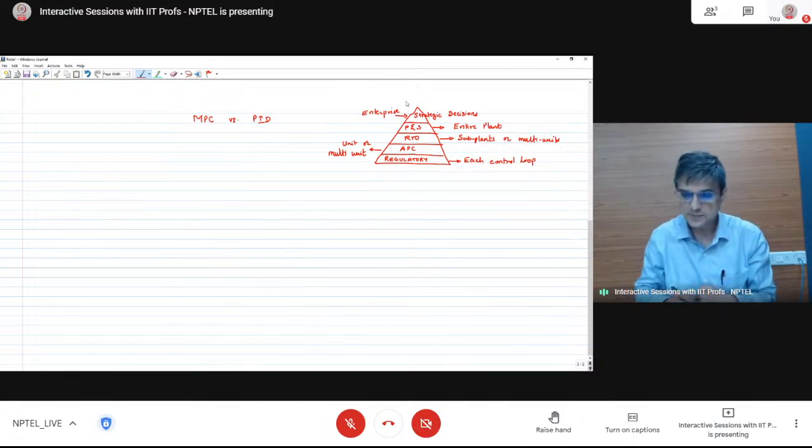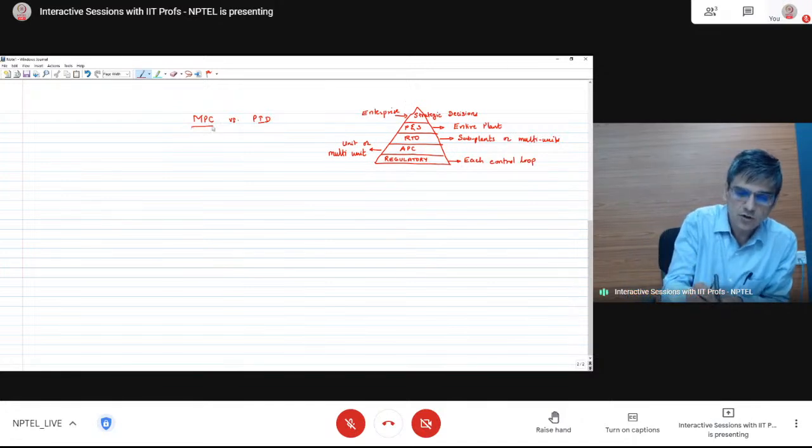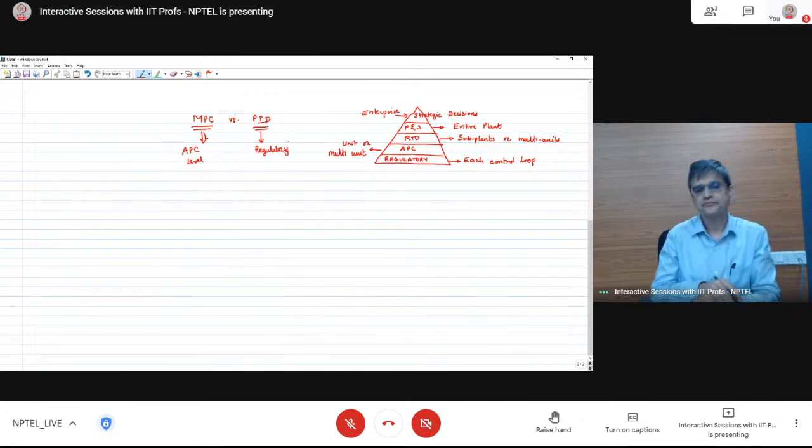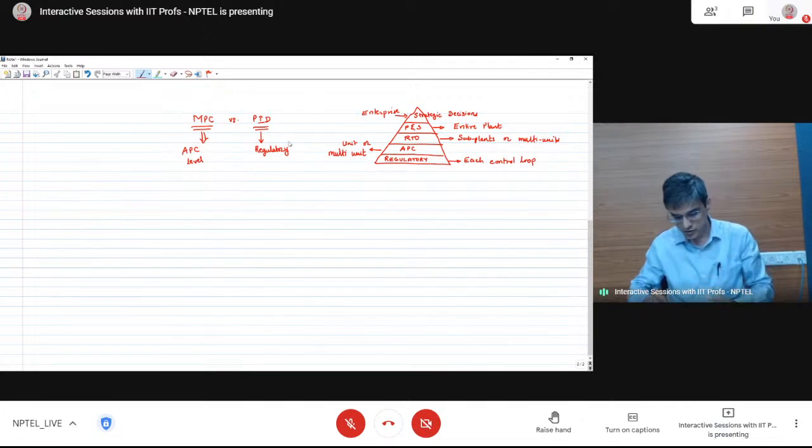Okay. APC level is where the model predictive controller works. PID works at the regulatory control level. Therefore, I cannot really express APC in terms of a control law like the PI control law or PID control law.